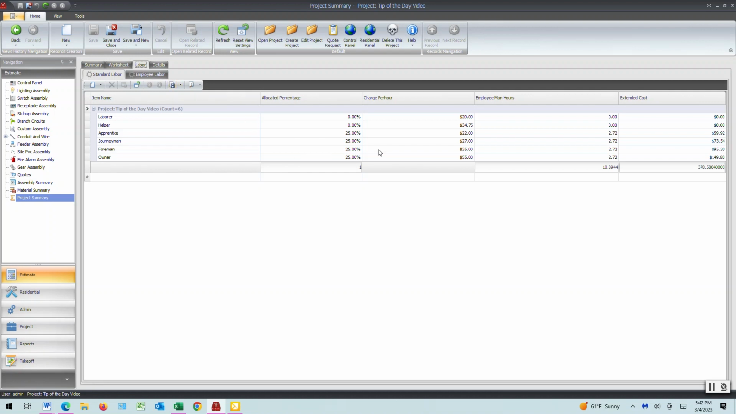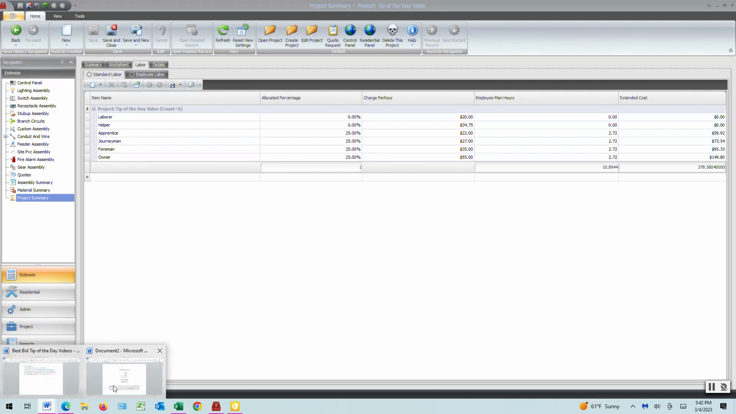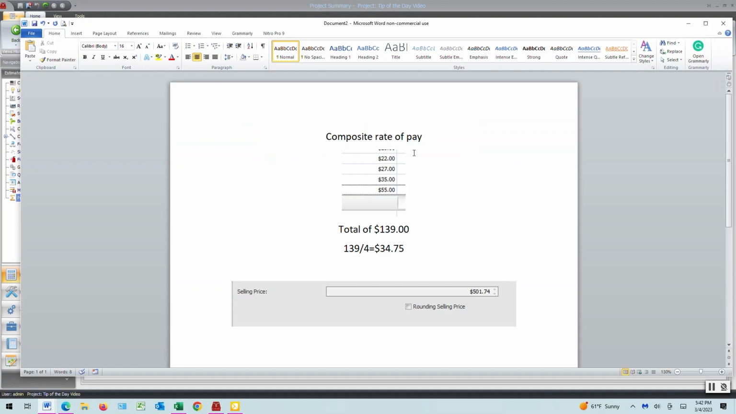So we're going to go back to the labor. We're going to talk about using a composite rate of pay. A composite rate of pay would be these 4 guys, 55, 35, 27, 22. That's $139 total. 139 divided by 4, 1, 2, 3, 4, is $34.75.